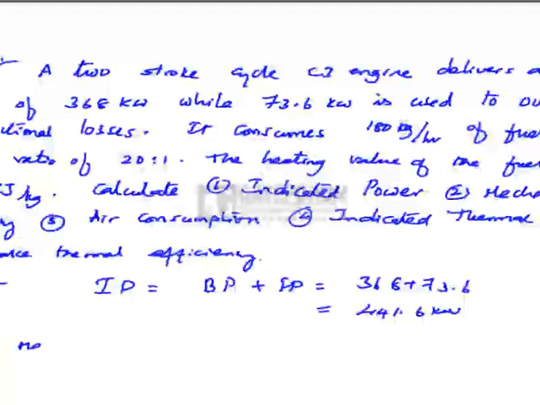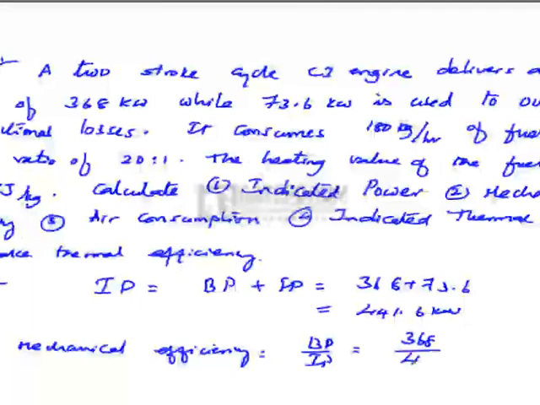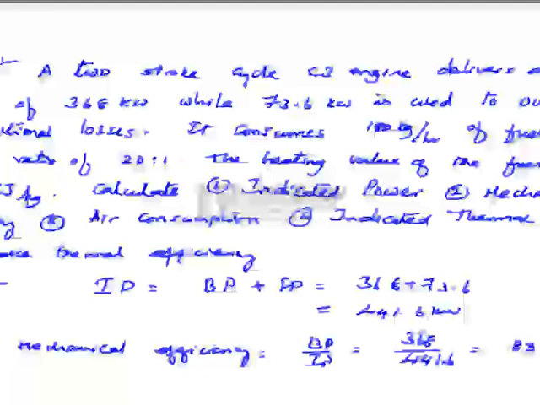Hence, mechanical efficiency could be calculated as BP by IP, that is 368 divided by 441.6, which comes to 83.3%, which is very much in the range of the expected value. Usually the mechanical efficiency of an IC engine will vary between 75 to 85%, which I had already mentioned earlier.